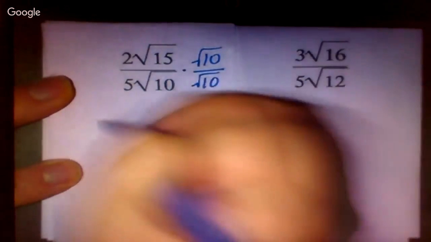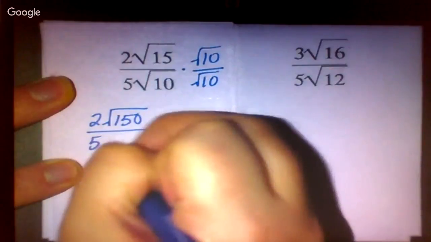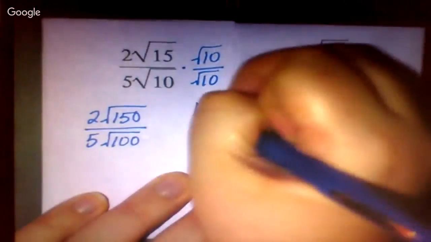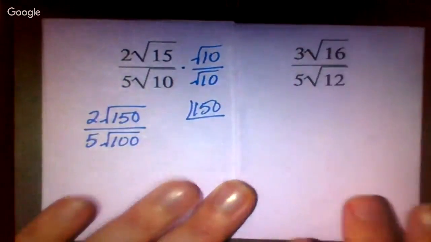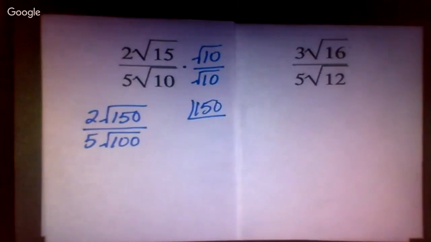So the top becomes 2 square roots of 150 over 5 square roots of 100. That's a big number. It's all right, CJ. You're going to help me break this down, right? What is a prime number that goes into 150? CJ, listen to what I'm saying. What is a number that divides into 150 that is prime?